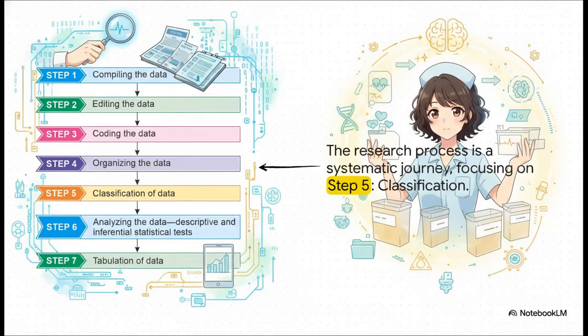Think of this flowchart as our roadmap for the whole research journey. It takes you from gathering all that raw info right through to drawing the final conclusions. And today, we are zeroing in on one absolutely critical stage, right there in the middle. Step 5, the classification of data. This right here is where the real work of organizing everything truly begins.